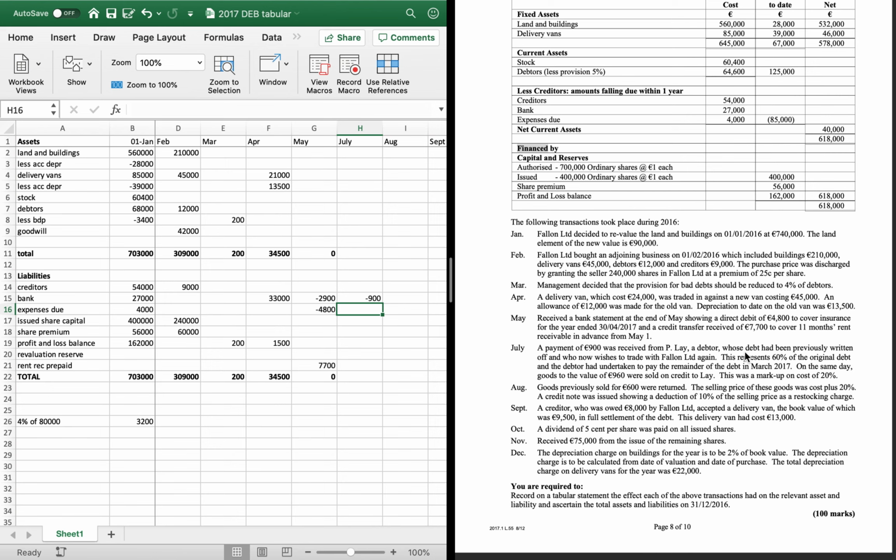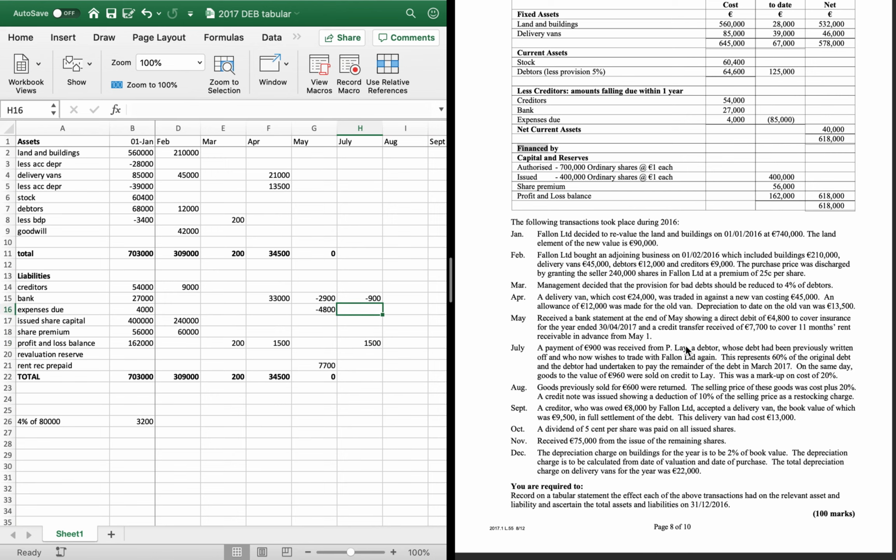Now, his debt has been written off and now he wishes to trade with us again. This represents 60% of the original debt. Now, we know that's a bad debt recovered, and a bad debt recovered is a profit. So the full bad debt recovered, the full amount, the 100% is bad debt recovered. So we take that 900, if that represents 60% of the original debt, we'll divide it by 60 and we'll multiply it by 100. That'll give you 1,500 as the full amount of the bad debt recovered.